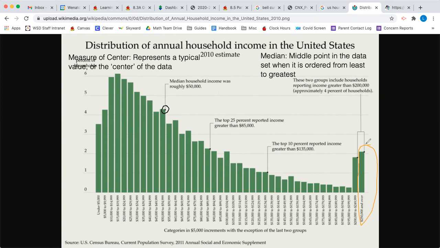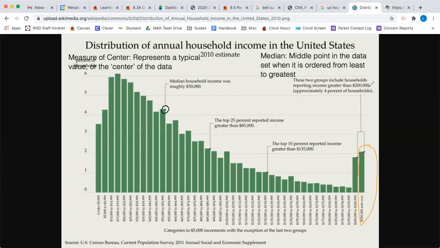And it doesn't allow it to be skewed by these extreme data points on the right here that I circled in orange. So the median we choose to use when the data is the most skewed. And what it is, is the middle point between all the data points when they are ordered from greatest to least, as you can see in the example here, ordered from under $5,000 to over $250,000. So that is our second measure of center.